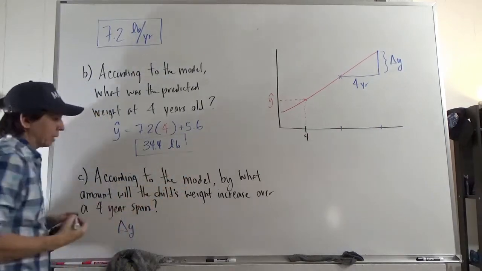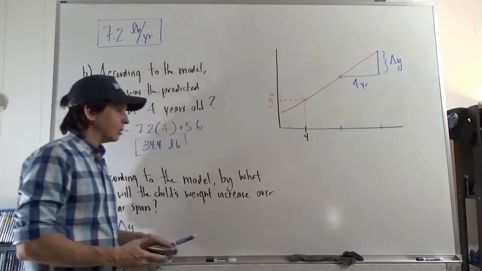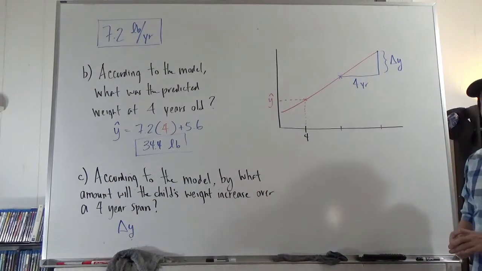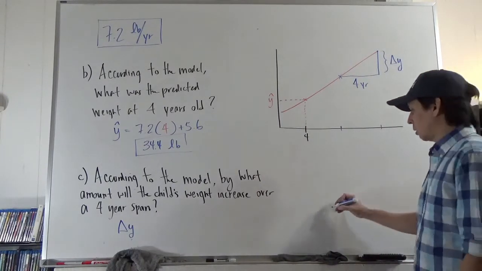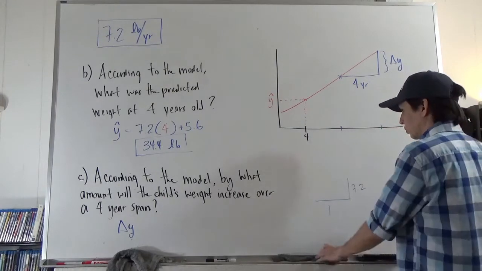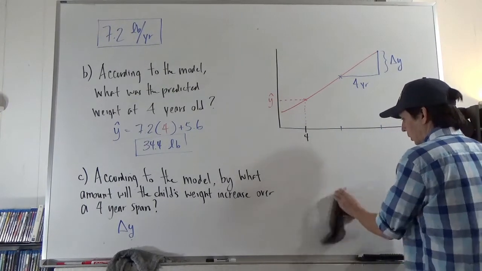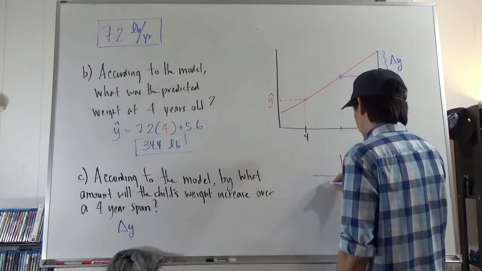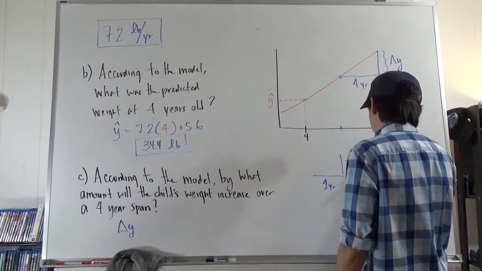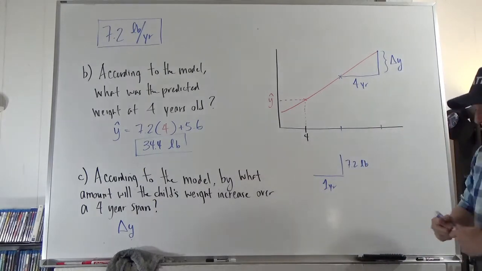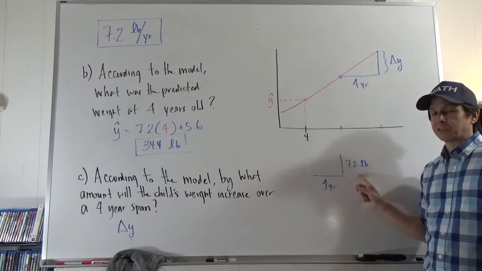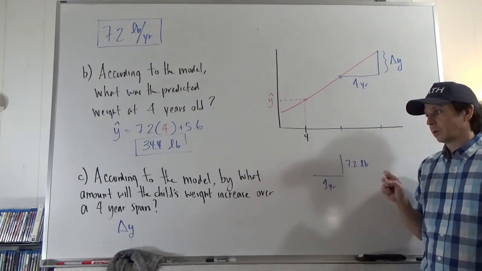Part C is new. We haven't really done this. We started to talk about change in weights, but we looked at the change in weight over 1 year. So if you recall, we did 1 year, and the kid went up 7.2 pounds. Oh, I don't know if you want to write this in. 1 year, 7.2 pounds.